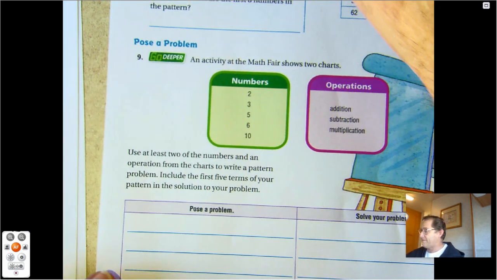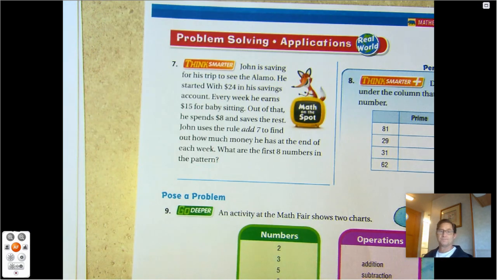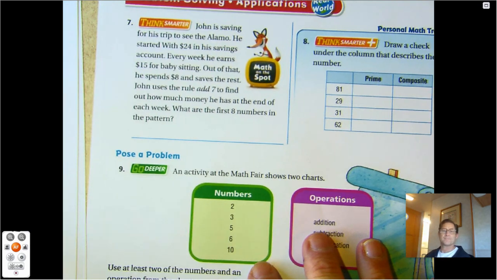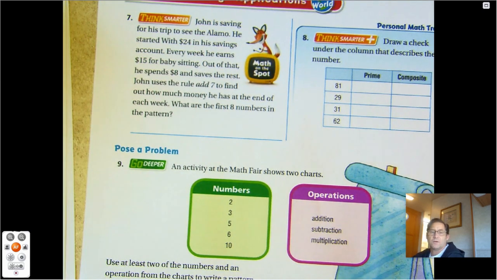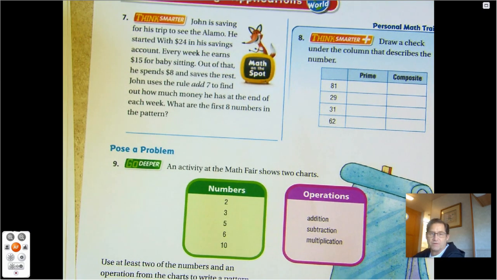All right, John is saving for his trip to the Alamo. He started with $24 in his savings account. Every week, he earns $15 for babysitting. Out of that, he spends $8 and saves the rest. John uses the rule add 7 to find out how much money he has at the end of each week. What are the first 8 numbers in the pattern?